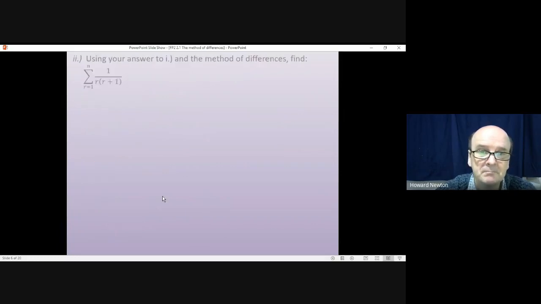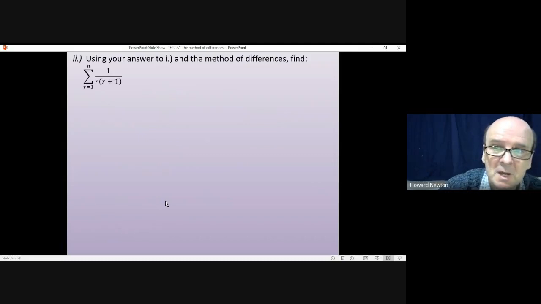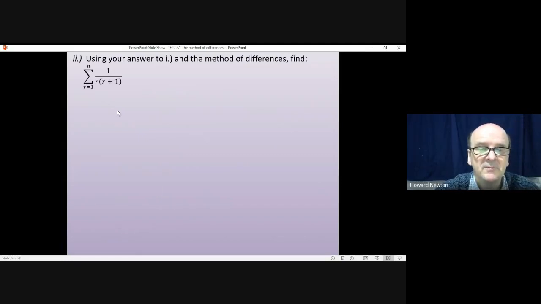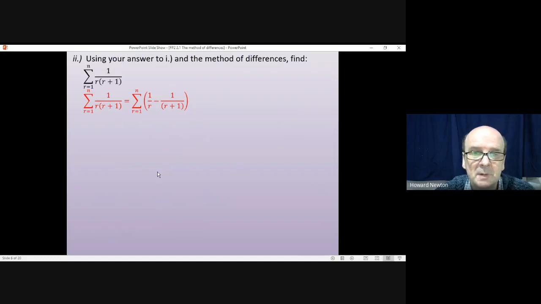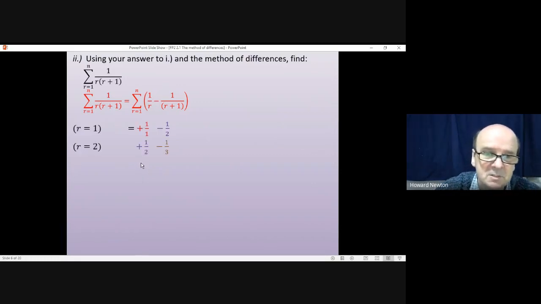That's part 1 done. Part 2 asks us to use that to find a formula for this. Well, this sum must be equal to this sum, using what we just did, splitting that up into the two parts. And then we look at these terms individually. So starting with r equals 1, the very first term will be 1 over 1, take away a half. The second term, when r is 2, is a half, take away a third.